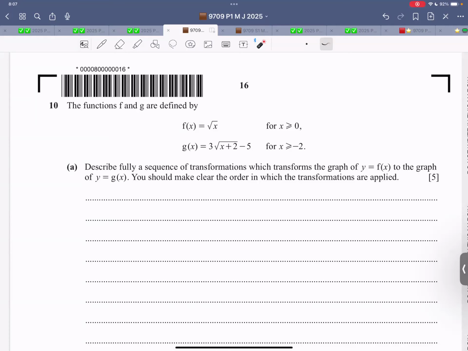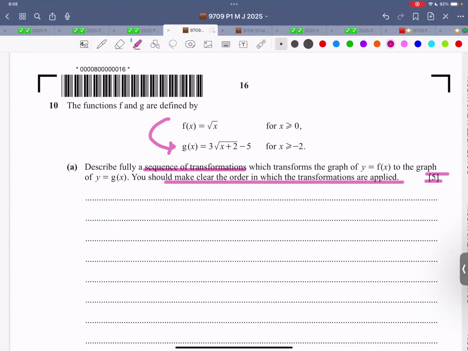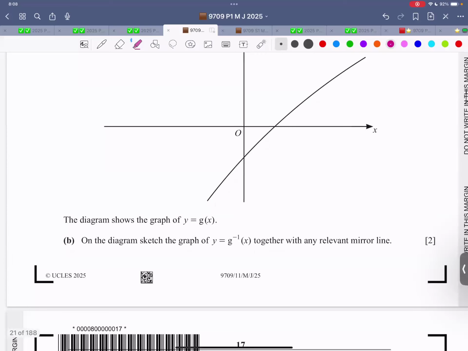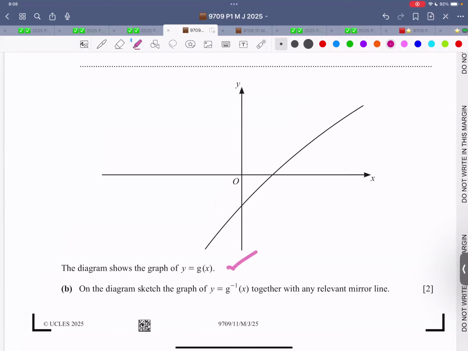The functions f and g are defined by fx as root x, gx as such and such, for x greater than or equal to this thing, and so on. Describe fully a sequence of transformations. So you have to describe fully a sequence of transformations which transform fx onto gx. You should make clear the order in which the transformations are applied, for 5 marks. That is the first thing. The second thing, the diagram shows the graph of y equals gx. On the diagram, sketch the graph of y equals g inverse together with any relevant mirror line. The relevant mirror line is y equals x. That is the mirror line, and you just flip it.